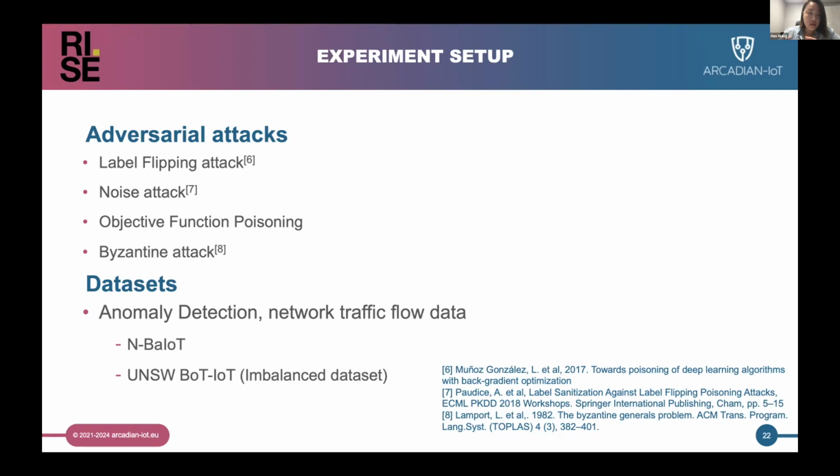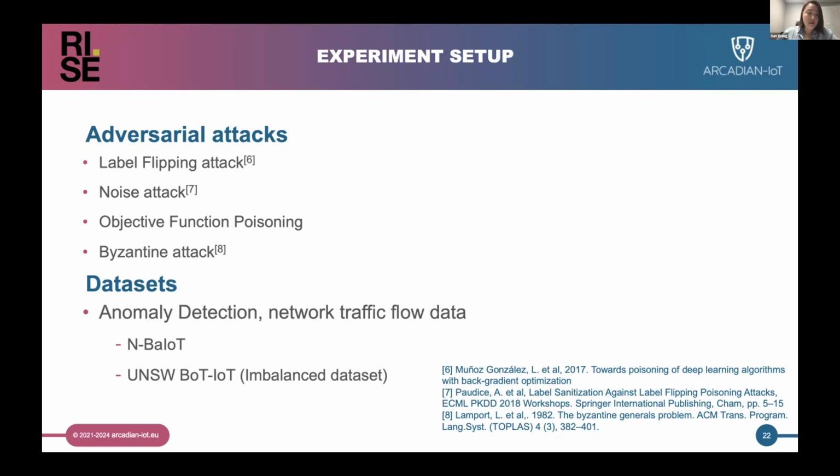That's why we have this Byzantine attack, where malicious clients send arbitrary updates to the others, which then corrupts the whole learning process. So there are 4 attacks we are going to talk about, and we test 2 data sets.